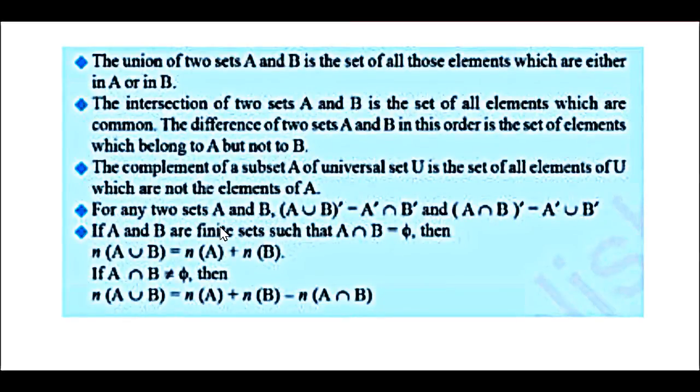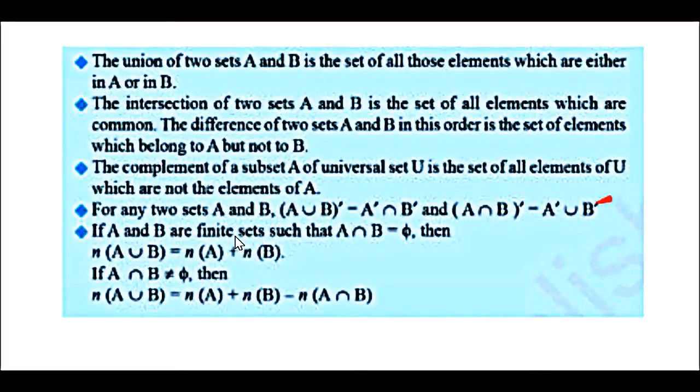Then for any two sets A and B, this is very important because it corresponds to De Morgan's law. So (A union B) dash is equal to A dash intersection B dash, and (A intersection B) dash is equal to A dash union B dash. See, this union and this intersection on the left and right hand side are interchanged.